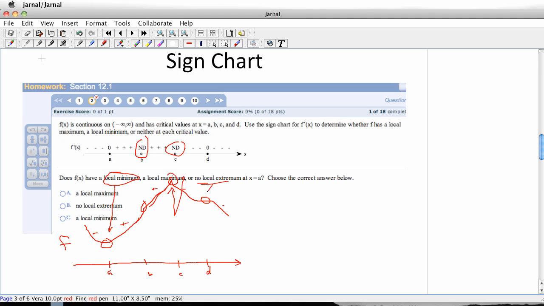There's no local extreme value. A local extreme value just means a high point or a low point. So c and d are not high points or low points at all. So if I can picture the graph of f from the sign chart, then I can determine where the high points and low points of the graph are.